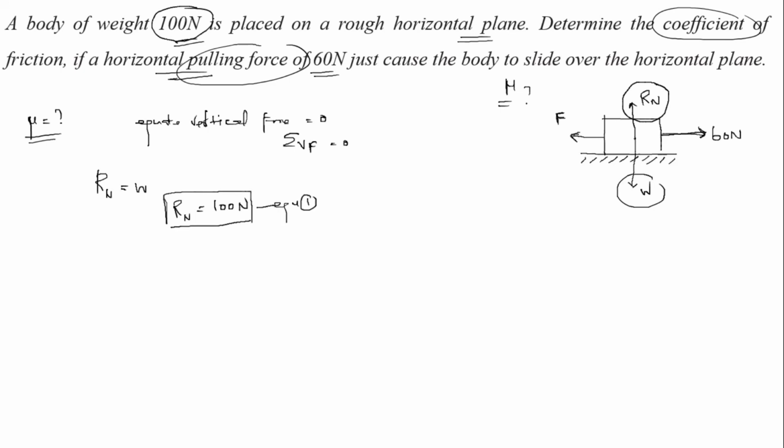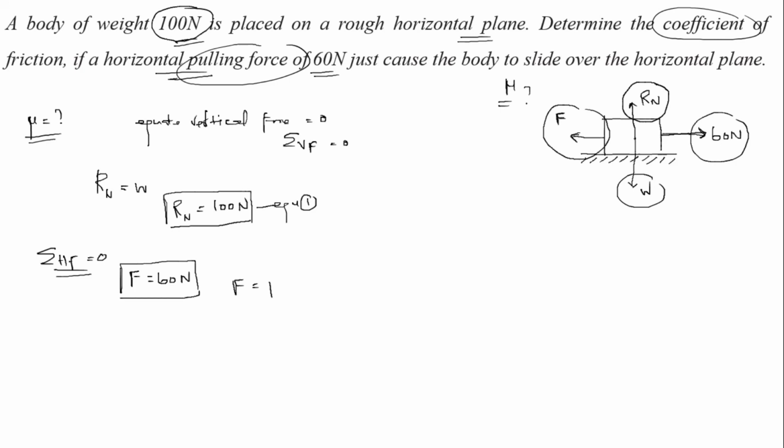Now equate the sum of horizontal forces to 0. How many horizontal forces are there? The frictional force is acting on the left side and the pulling force of 60 Newton is acting on the right side. Both are in opposite directions, so F is equal to 60 Newton. We know that F is equal to mu into Rn, so 60 is equal to mu into 100 Newton. So mu is equal to 60 divided by 100, which is equal to 0.6.